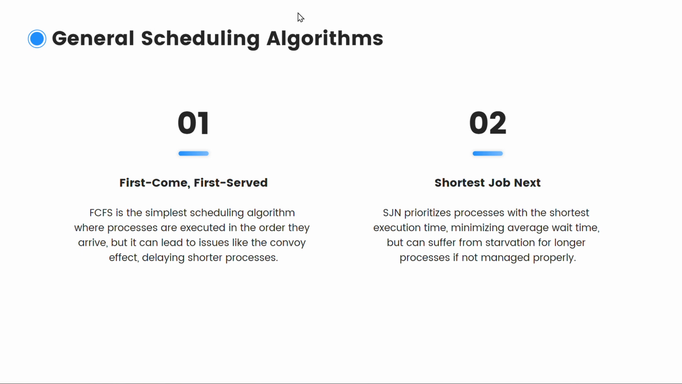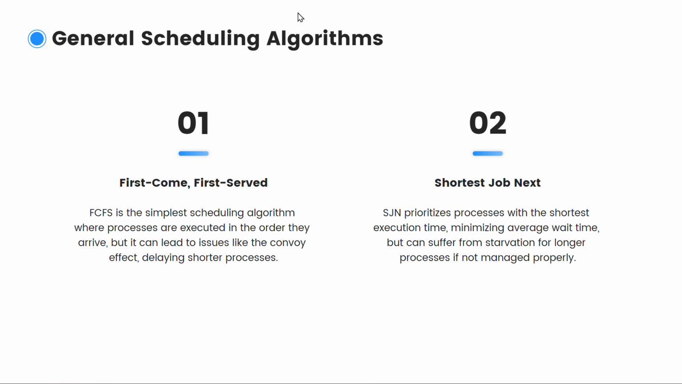There are various characteristics of first come, first serve. Non-preemptive: once a process starts execution, it runs until completion. Fair scheduling: every process gets a turn in the order it arrives. Simple implementation: uses a FIFO, first in first out, queue to manage processes. Can cause the convoy effect: a long process can delay shorter ones.